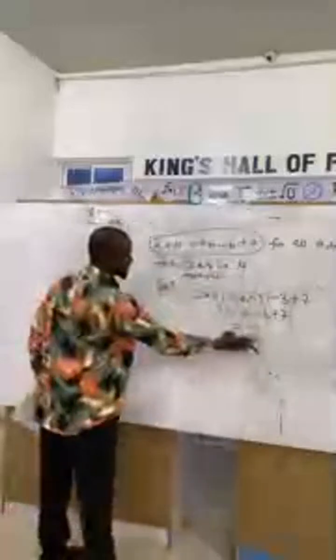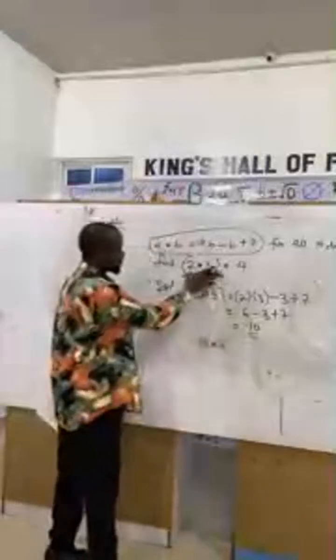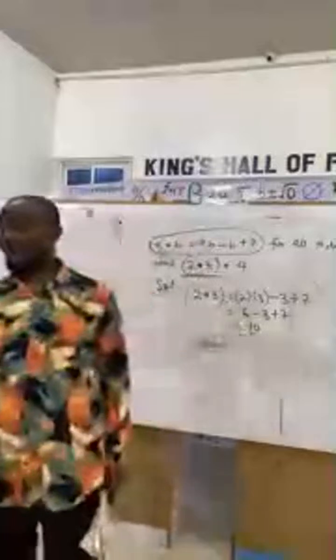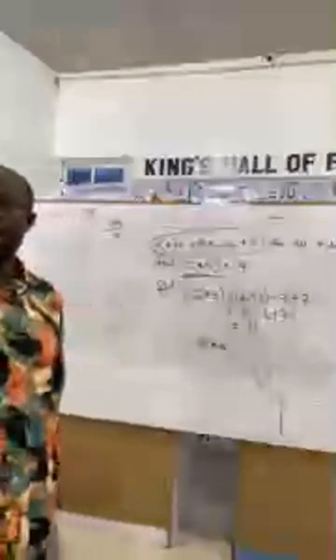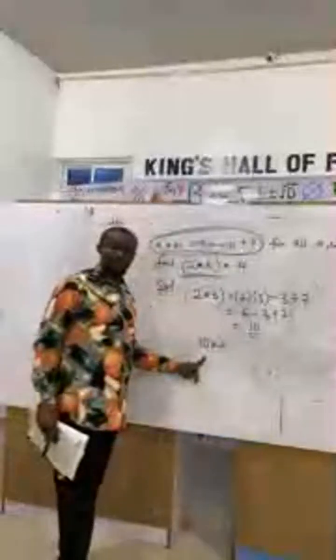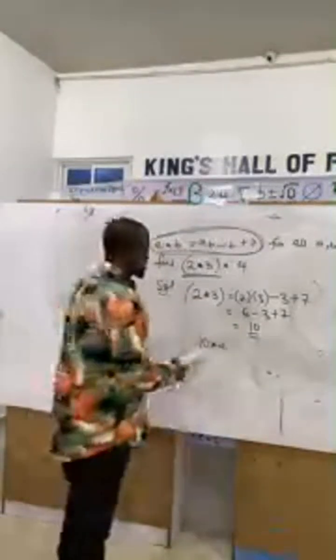So we now bring it up. This answer is 10. So this becomes 10 star 4, because this place has been replaced with 10. Are you following me now? From that point, we are still using the same rule, the given function of the binary operation. So we are still using this principle. In this case, my A is 10, and my B is 4.